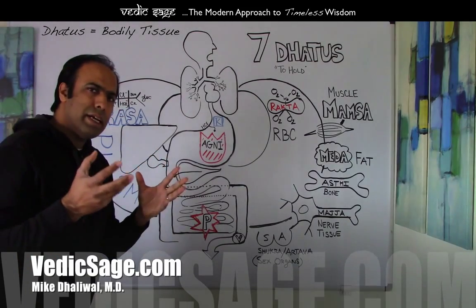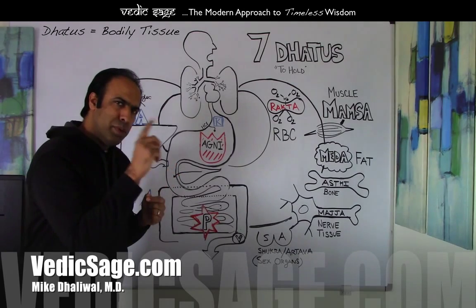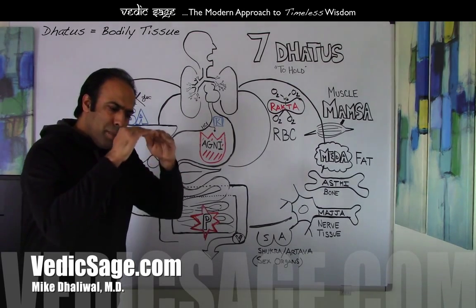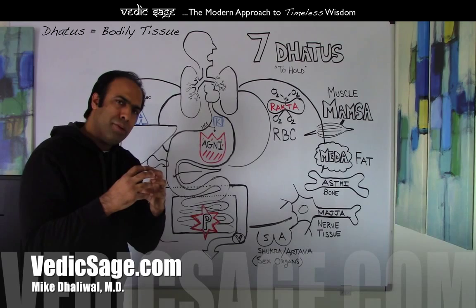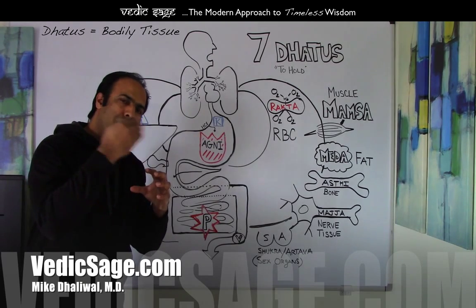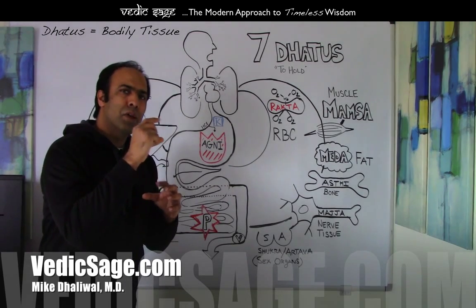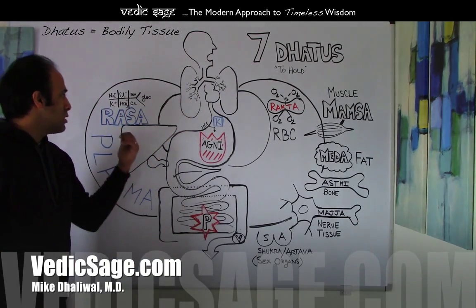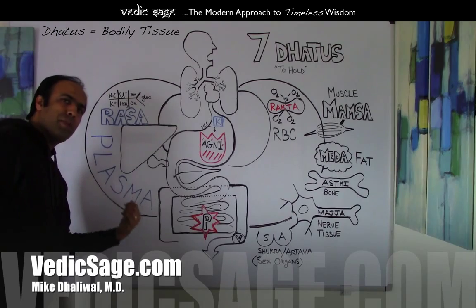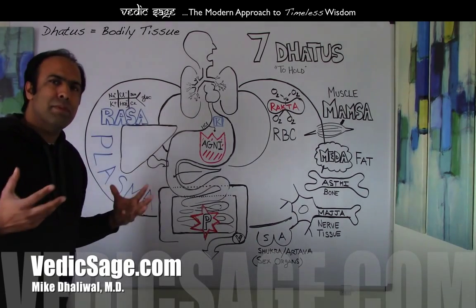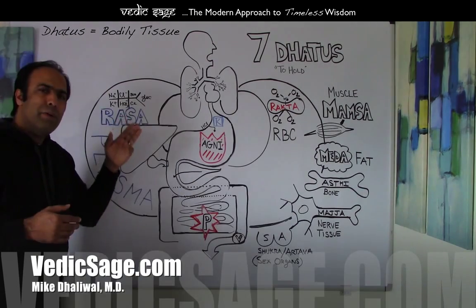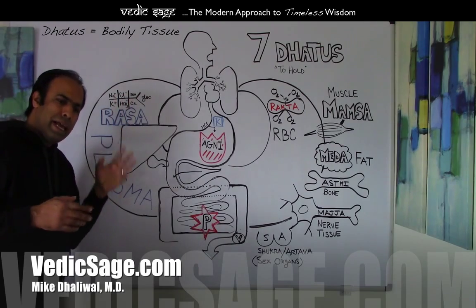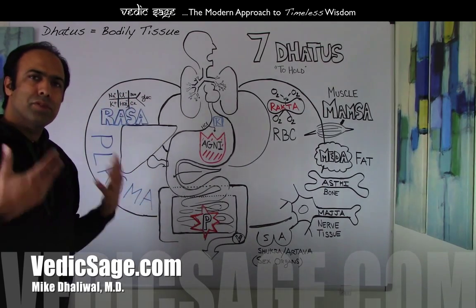So if we were to take a blood sample and spin it down in a centrifuge, the part that would be at the bottom is the hematocrit of the blood, and the top portion would be considered the plasma. So that top portion of that blood sample that's been spun down is considered rasa. So rasa, from an Ayurvedic perspective, is the plasma or the lymph within the body. And that would contain the electrolytes of the body and give volume to the circulatory system.